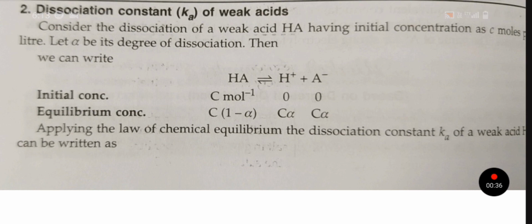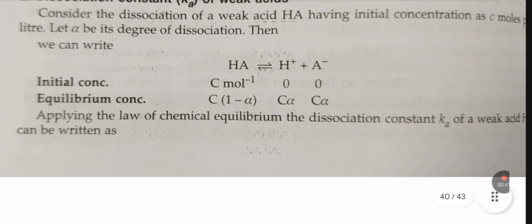Dissociation constant Ka of weak acids. Consider the dissociation of a weak acid HA having initial concentration C mol/L. Let alpha be its degree of dissociation. Thus, we can write HA in equilibrium giving H+ plus A-. Initial concentration is C, whereas that of the products is 0. Equilibrium concentration is C(1 minus alpha), and on the product side, C alpha.